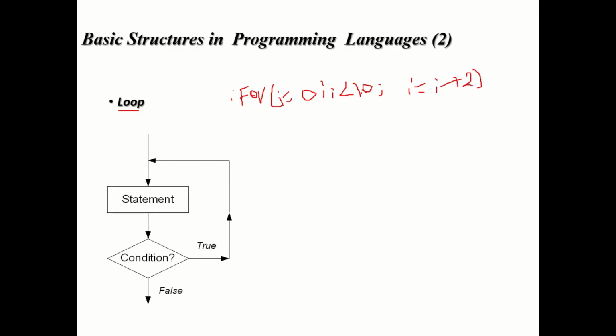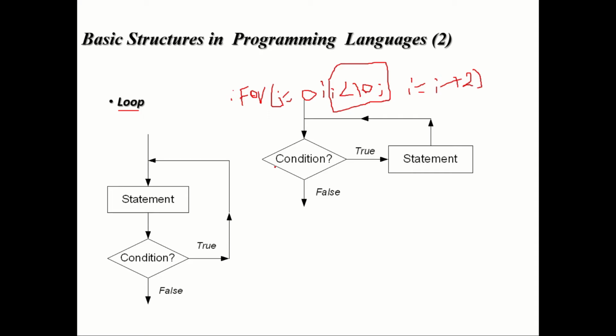This type of looping code or program is executed until this condition is false. If this condition is false, automatically the program is out of the brace or out of the loop. So this type of execution of the program is an example of a looping program or looping execution.